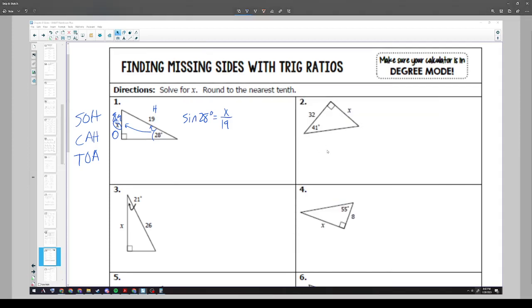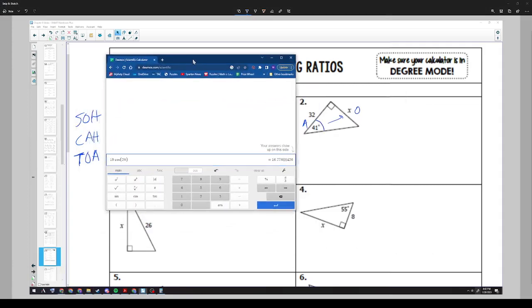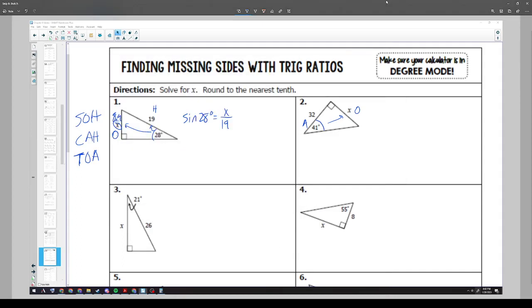Okay, so next one, we have an angle of 41. So we know we're using that angle, and we from there know the opposite side and the adjacent side. We do not know anything about the hypotenuse, so we're not going to use a function that relies on it. We're going to be using the tangent function. So tan is relating the two legs, and I guess I should write it on the paper first, shouldn't I? So tan 41 degrees equals x over 32.